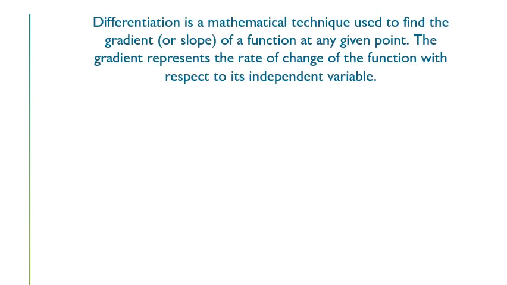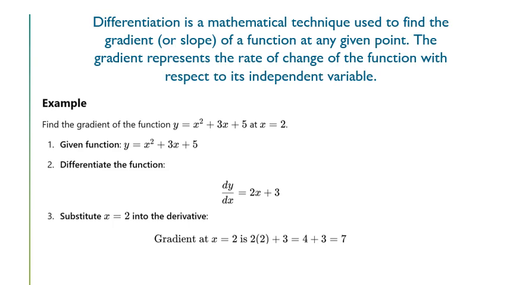Right, so differentiation is a mathematical technique used to find the gradient or slope of a function at any given point. The gradient represents the rate of change of the function with respect to its independent variable. So what does it mean? Supposing you are given a function y equals x squared plus 3x plus 5, if you were to sketch this curve, this is how it looks.